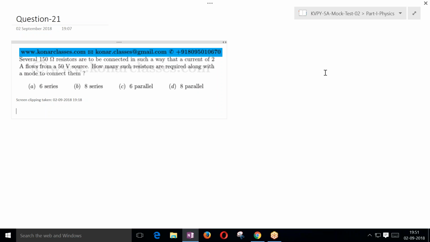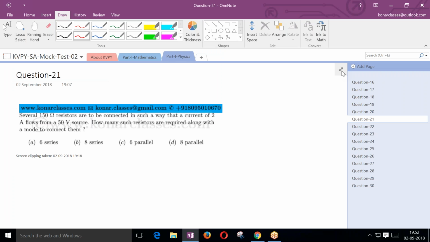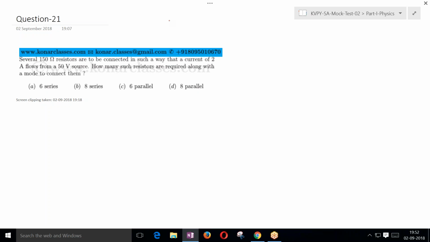So now we do not know, so let us first assume that all these n resistors are connected in series. Let me use a different color pen. So I'm writing here, let n resistors be connected in series. Now we know a rule. The rule is that V equals I into R. So if we apply that rule, in this case V is equal to I into n into R.